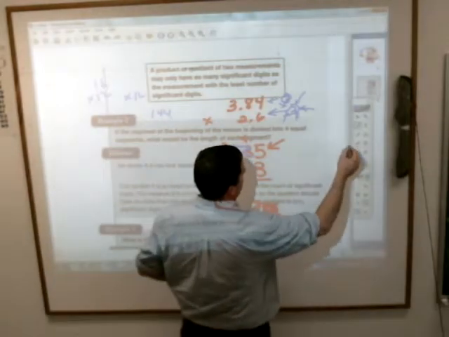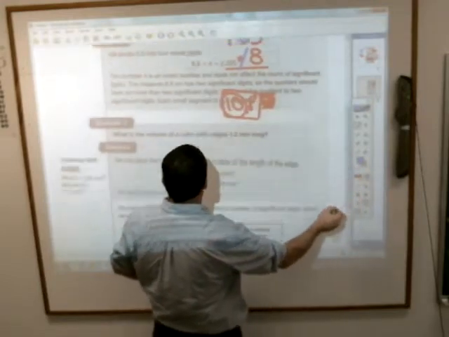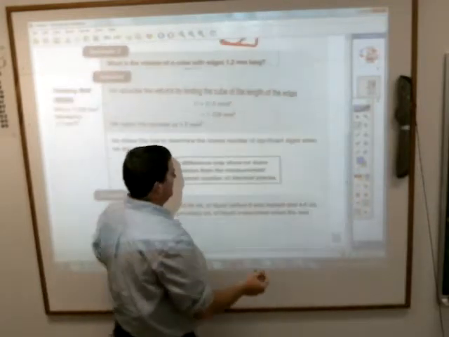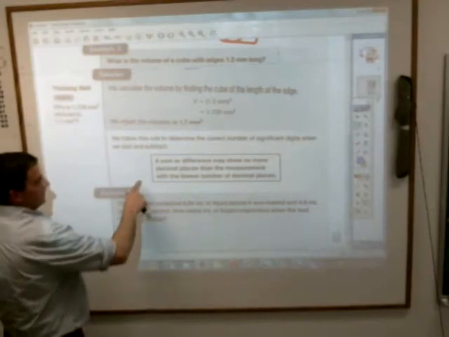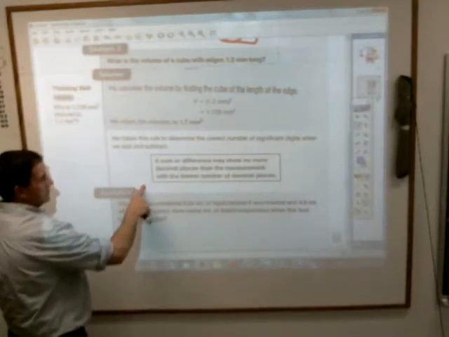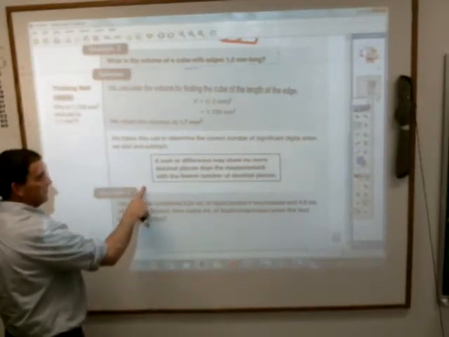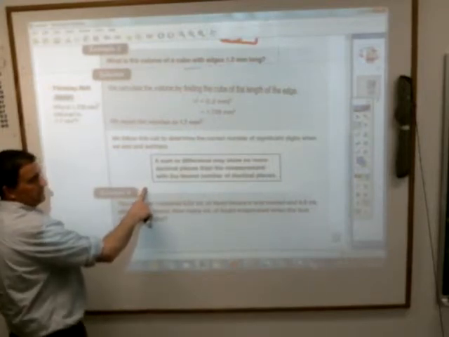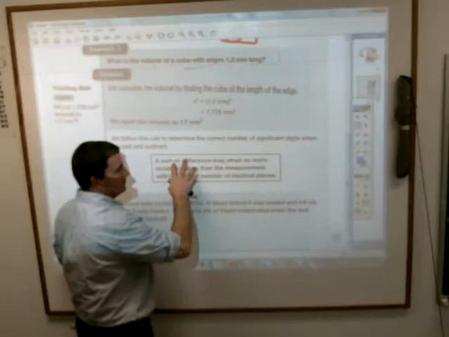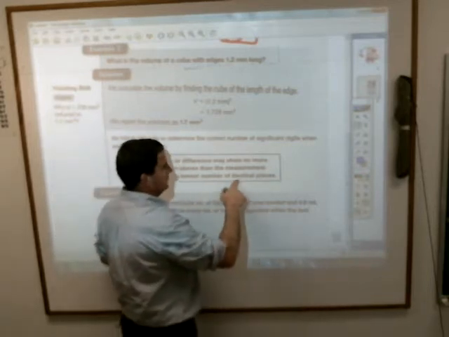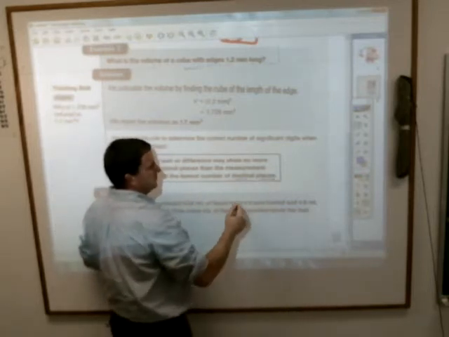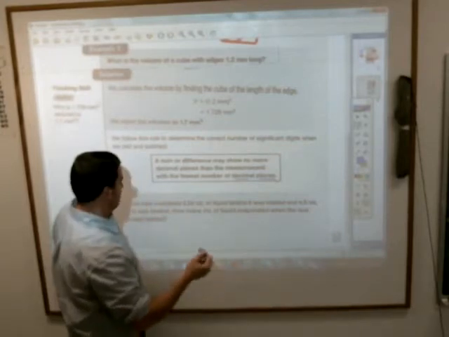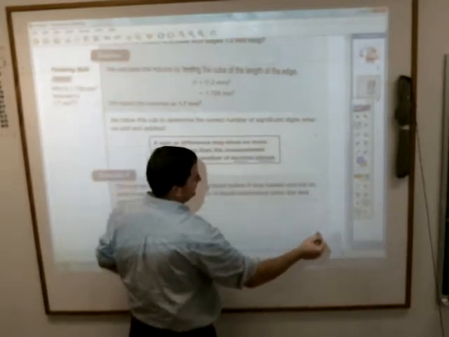Alright, now, let's do the addition one. The addition one says this: addition and subtraction is the same rule. A sum or difference may show no more decimal places than the measurement with the fewest number of decimal places. In other words, they give the example there.